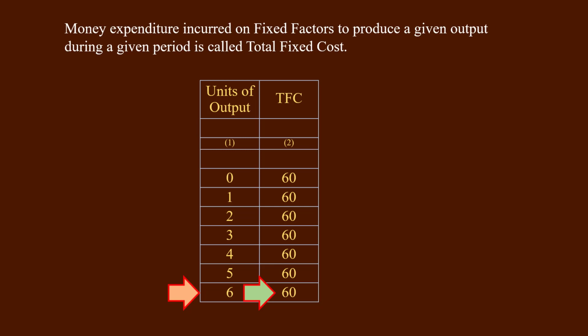From the table, you shall understand total fixed cost does not vary with output. It remains unchanged with output. When output is 0, total fixed cost is 60. Total fixed cost is a short-run phenomenon. In the long run, it will vanish.